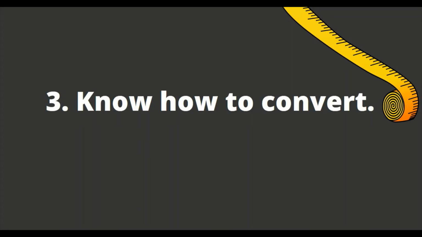And always know what is the accepted SI unit. For example, velocity is measured in meters per second squared, but then if you're given kilometers per hour, you first have to convert that kilometers per hour to meters per second squared so that you can actually substitute it in your formula.